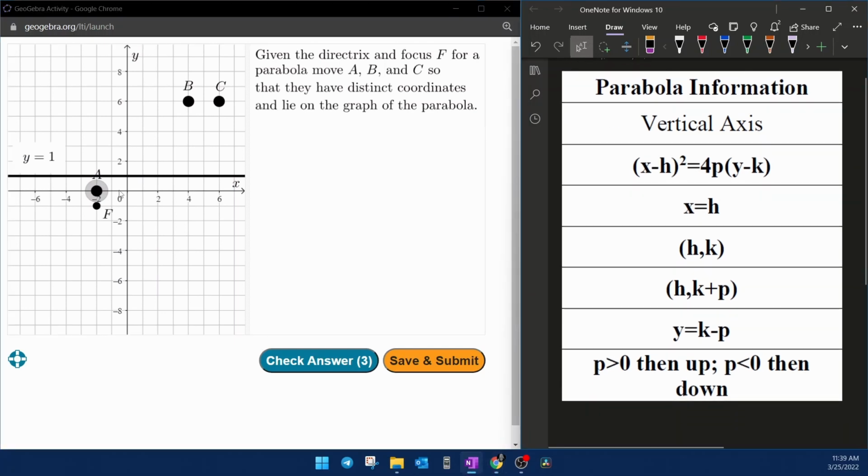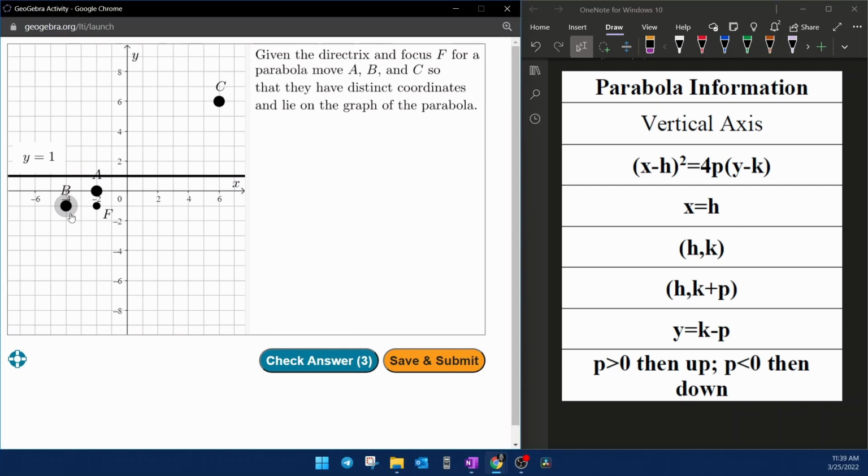So over here in my scratch work, I've got some information about a parabola that has a vertical axis. Now what that means is that the parabola would open up or down. And if I could drag these points just temporarily to illustrate, this parabola is going to open down because it has to open away from the directrix and enclose the focus. I know that I've got the point A in the right place because that's where the vertex goes. B and C are the points I'm not sure where they go yet.